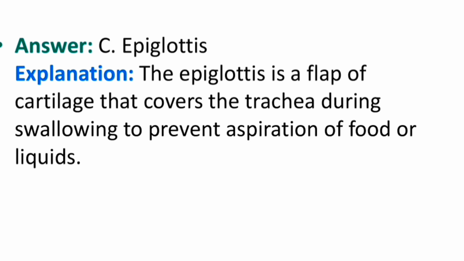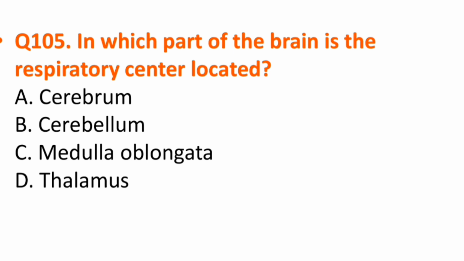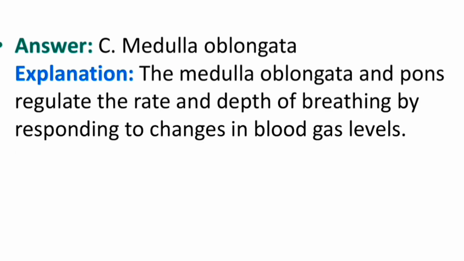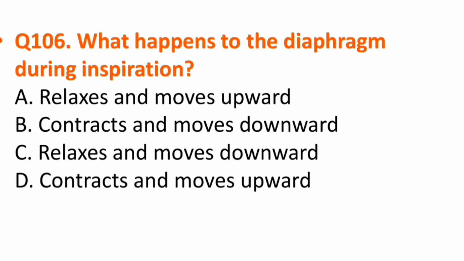The next question. In which part of the brain is the respiratory center located? Option A cerebrum, option B cerebellum, option C medulla oblongata, option D thalamus. The correct answer is option C medulla oblongata. The medulla oblongata and pons regulate the rate and depth of breathing by responding to changes in blood gas levels. Next question.